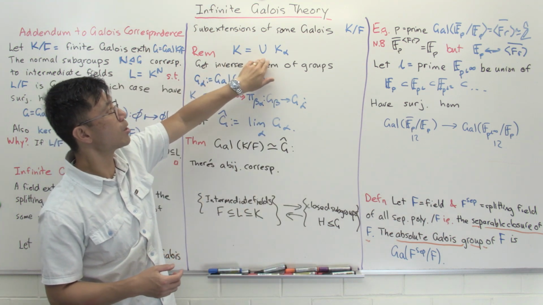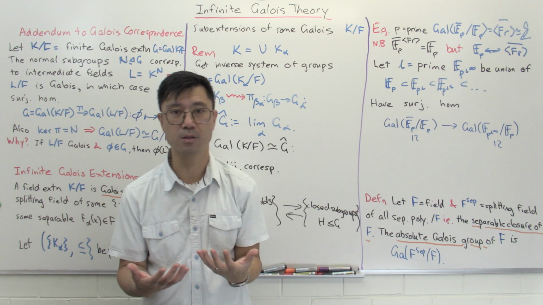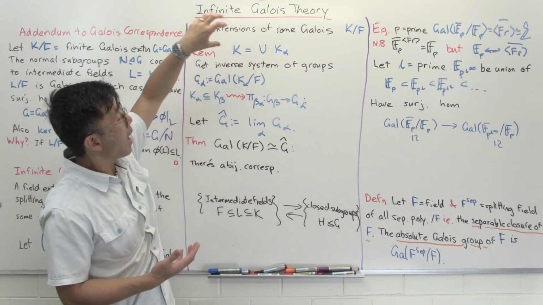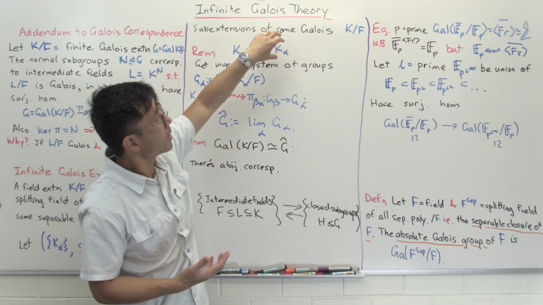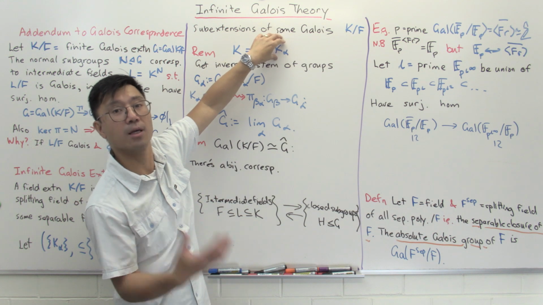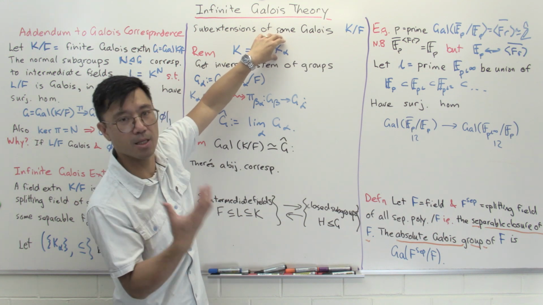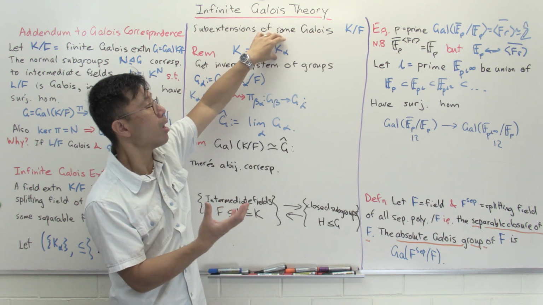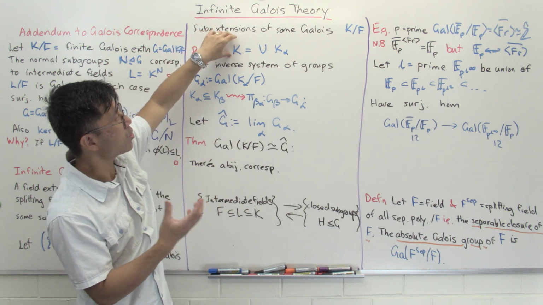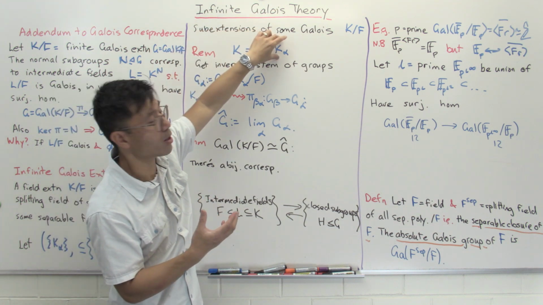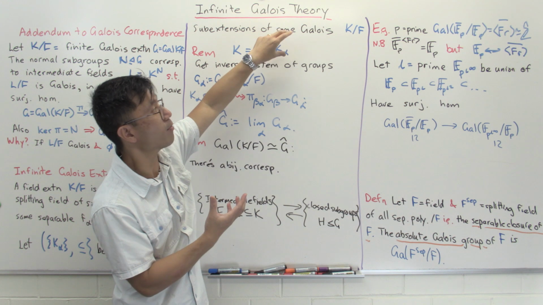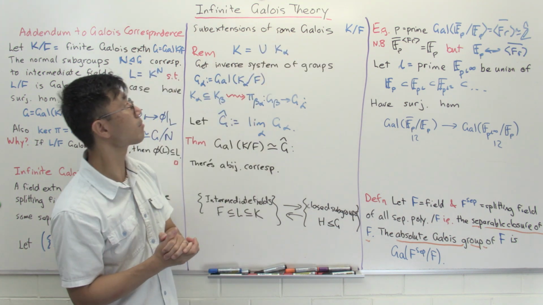Well, K is just equal to the union of these K alphas. So we should be able to understand K by looking at all the K alphas in totality. Okay, so that's the idea behind how we want to study K using Galois theory, by using the Galois theory of each and every single one of these K alphas over F.